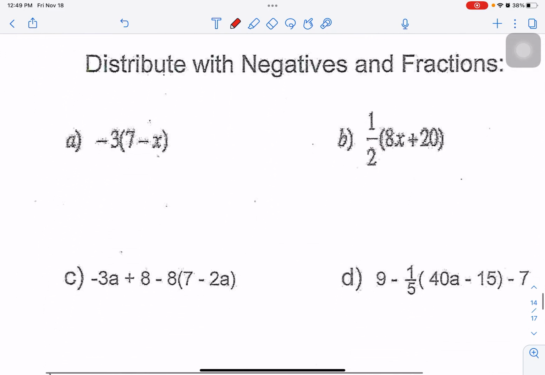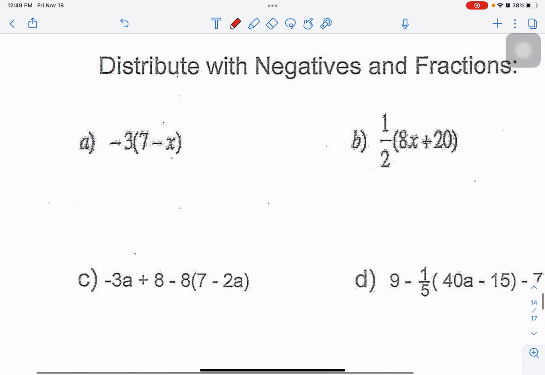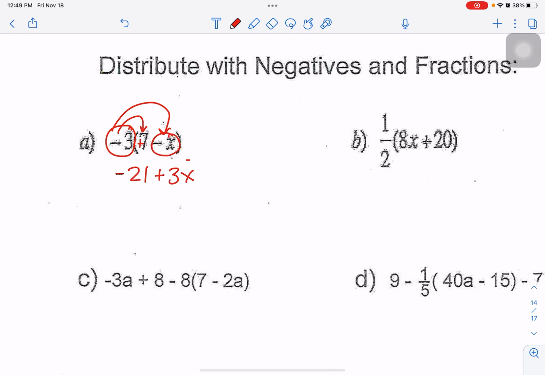Right. One last thing we're going to look at for today is what do we do when we have negative numbers. When you have negative numbers, or whatever the sign is in front of it, you're going to distribute that negative to both. So a negative 3 times a positive 7 would be negative 21. And a negative 3 times a negative x would be a positive 3x. So it'd be negative 21 plus 3x. And in this case, we don't have to simplify.